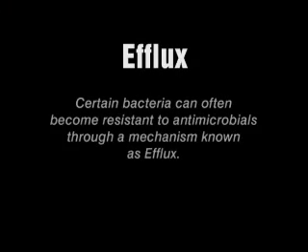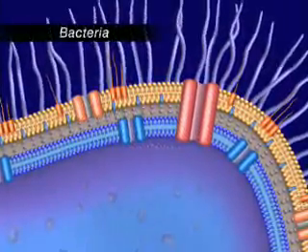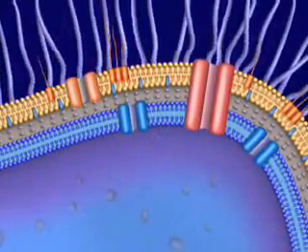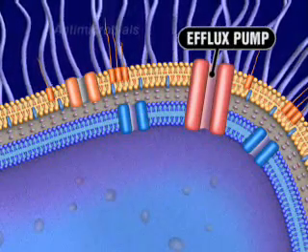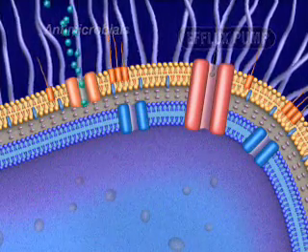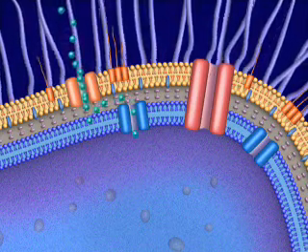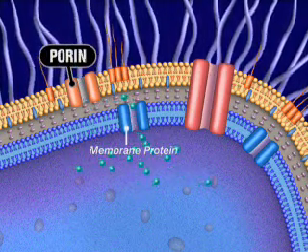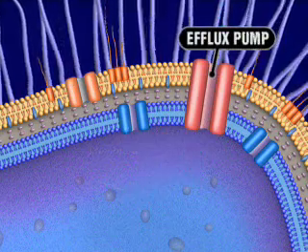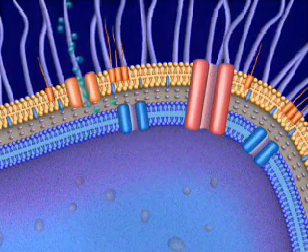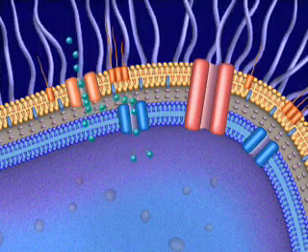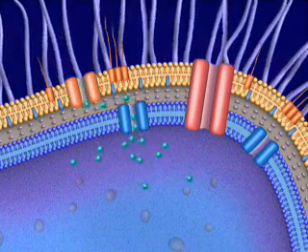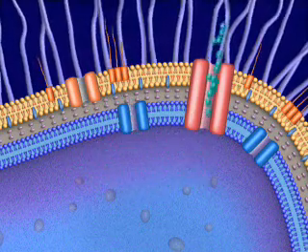Efflux. Certain bacteria can often become resistant to antimicrobials through a mechanism known as efflux. An efflux pump is essentially a channel that actively exports antimicrobial and other compounds out of the cell. The antimicrobial enters the bacterium through a channel termed a porin, and then is pumped back out of the bacterium by the efflux pump. By actively pumping out antimicrobials, the efflux pumps prevent the intracellular accumulation necessary to exert their lethal activity inside the cell.